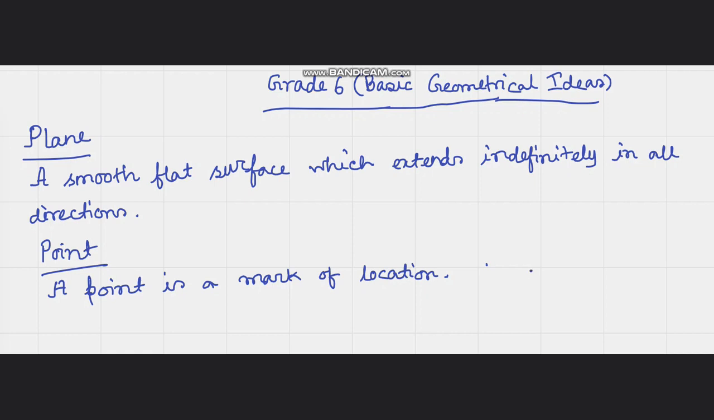Let us draw some points. Let us consider this point and name it A. Let us consider another point, that is B, and another point, that is C. So we can call them point A, point B, or point C.